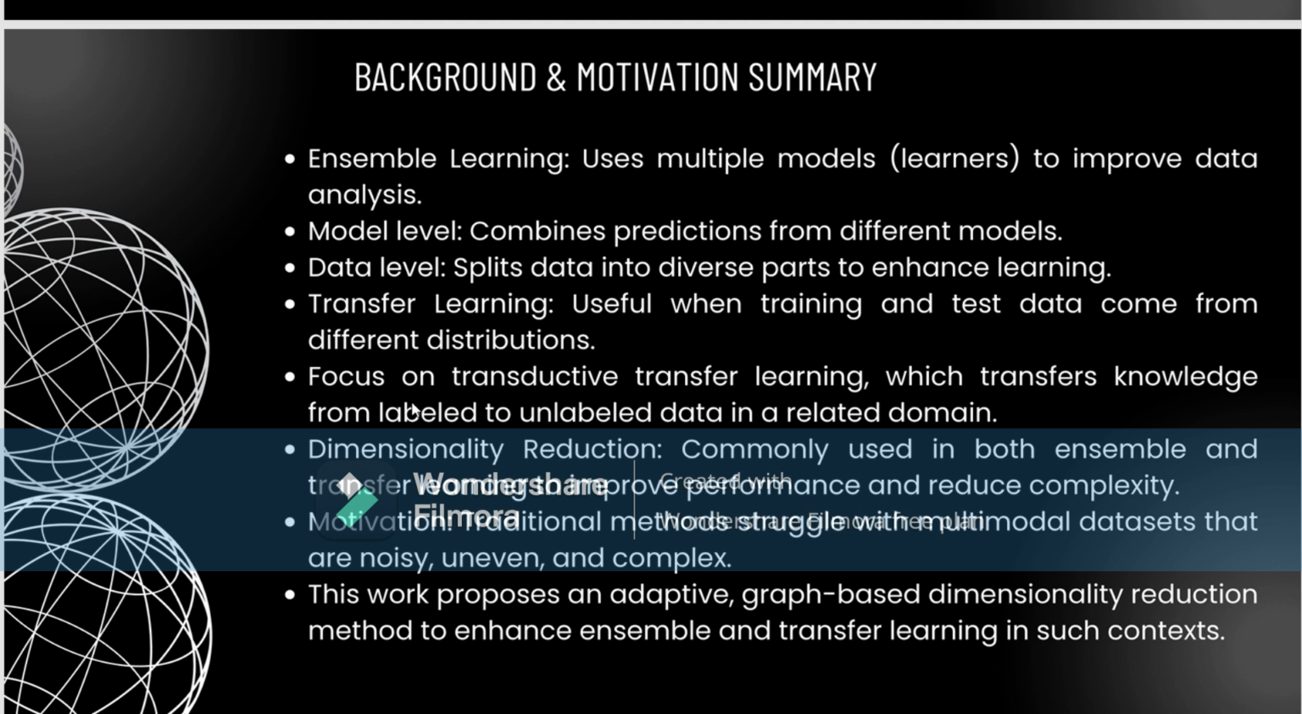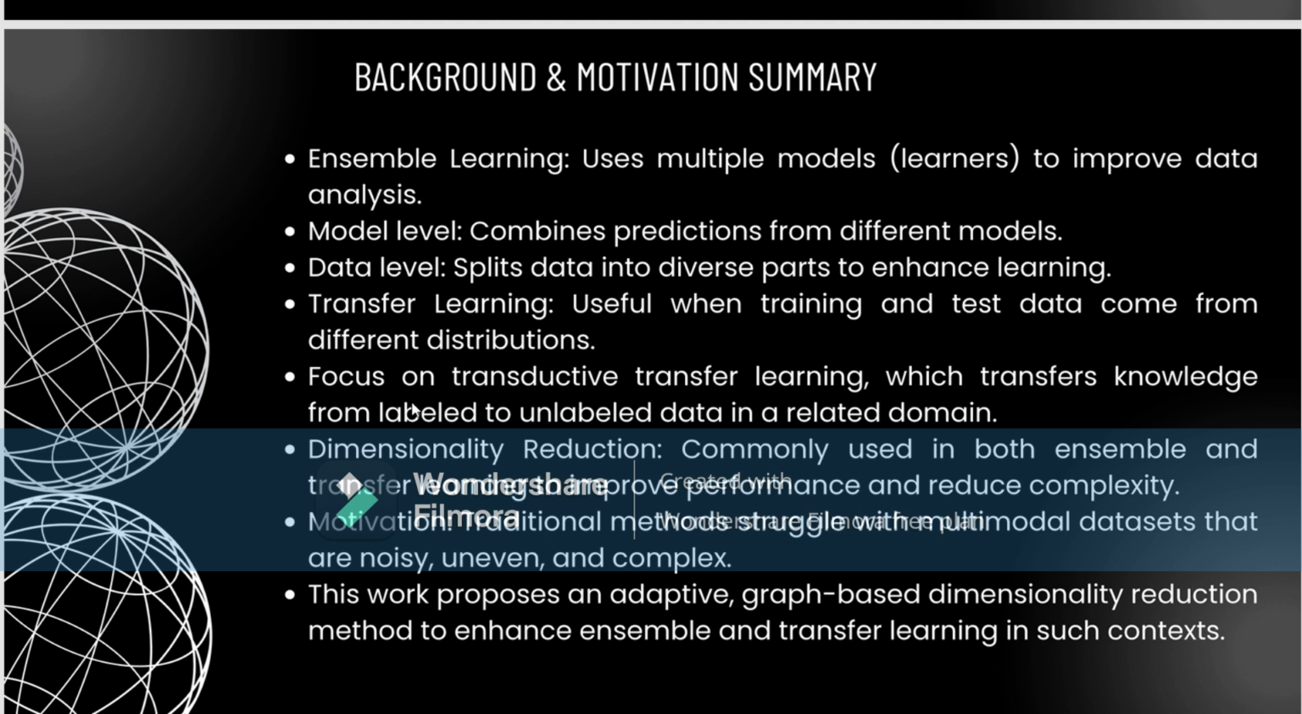There are two types of ensemble learning: model level and data level. In model level, ensemble learning combines predictions from different models. That means it uses more models. Data level means splitting data into diverse parts to enhance learning. It is useful because if the data has many local distributions, the model can learn from all the local distributions.